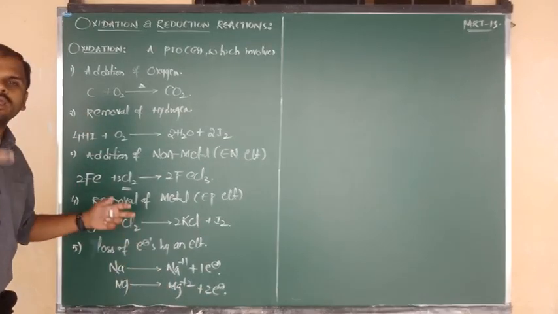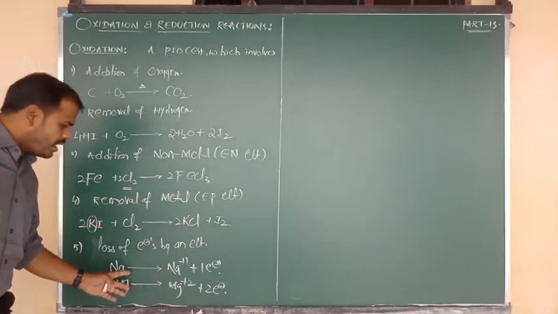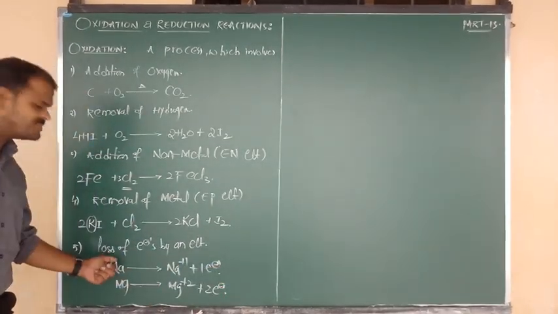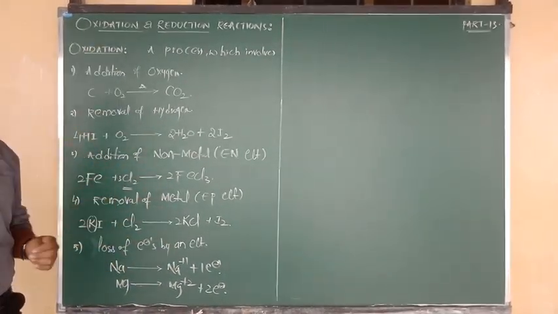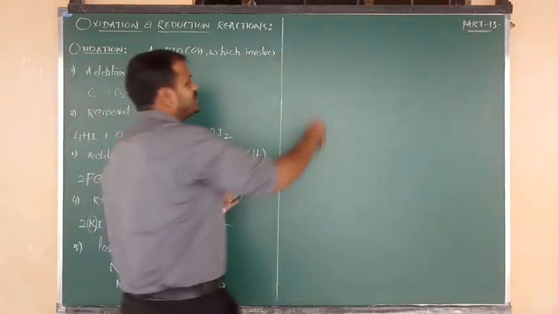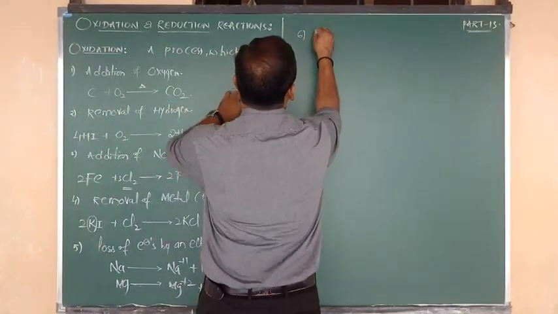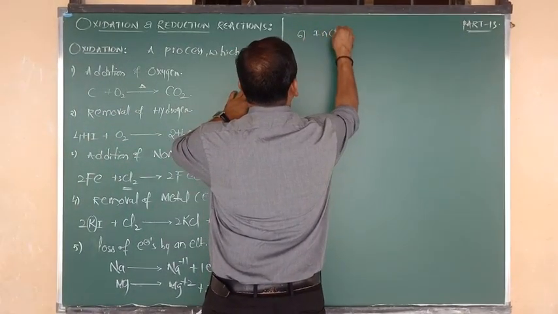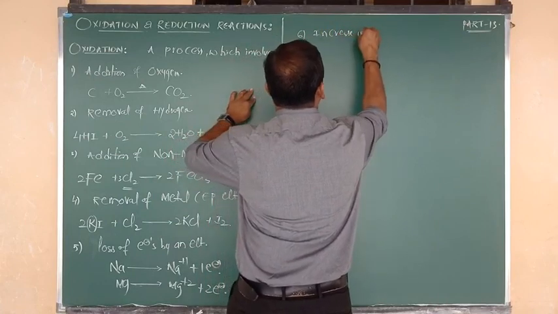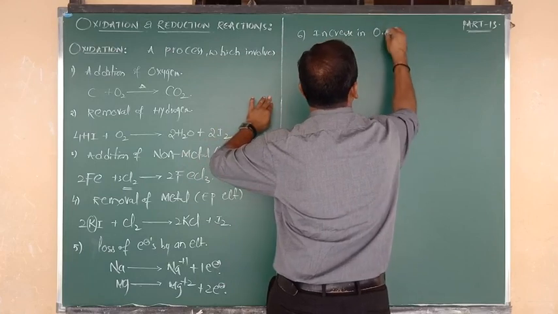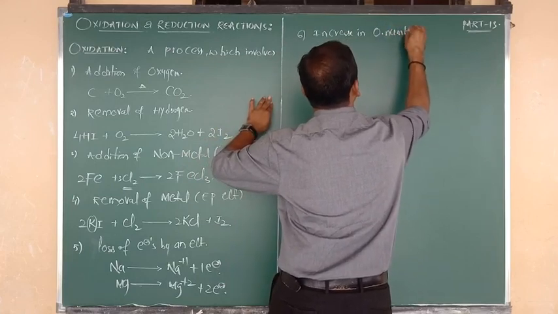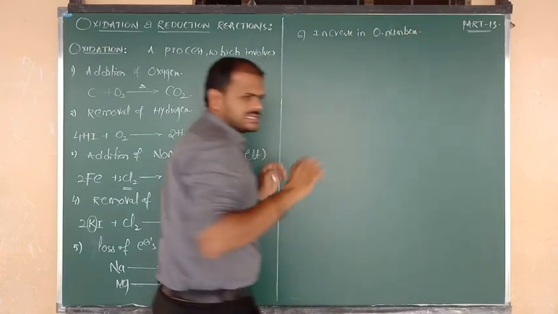Now in this reaction, what happened? Losing of electrons takes place by the respective atom or element. This tendency we have to say is the oxidation process. The last and final definition is the increase in oxidation states, and also we can say the increase in oxidation numbers.